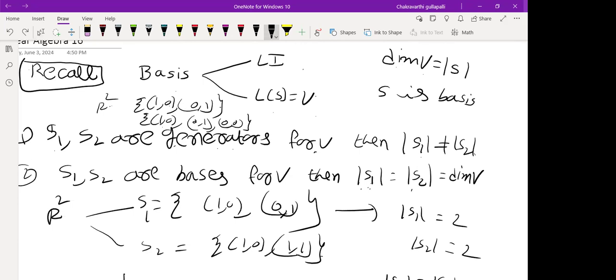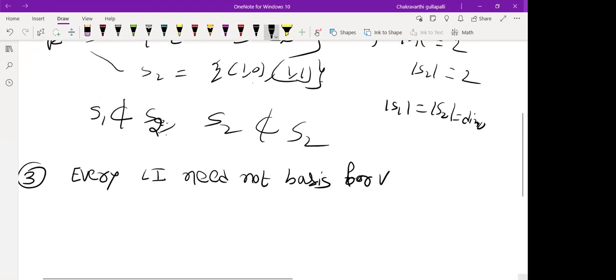So any two bases will not contain the same vectors. Here (1,0) is there, (1,0), but (0,1) is not equal to (1,1). S1 need not be equal to S2. S1 need not be a subset of S2, nor is S2 a subset of S1, but the cardinality of S1 must be equal to the cardinality of S2. This is a must.